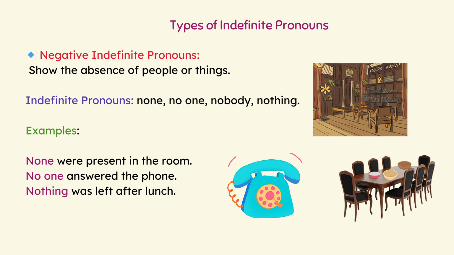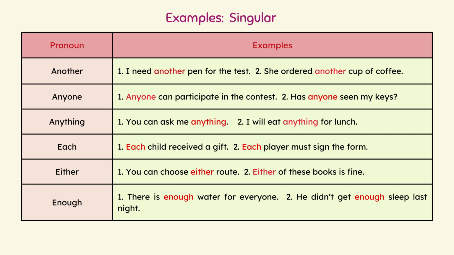Now let us look at some examples of singular indefinite pronouns. Another. I need another pen for the test. She ordered another cup of coffee. Here, another means one more person or thing. Anyone. Anyone can participate in the contest. Has anyone seen my keys? The word anyone refers to one person, but we don't know which person.